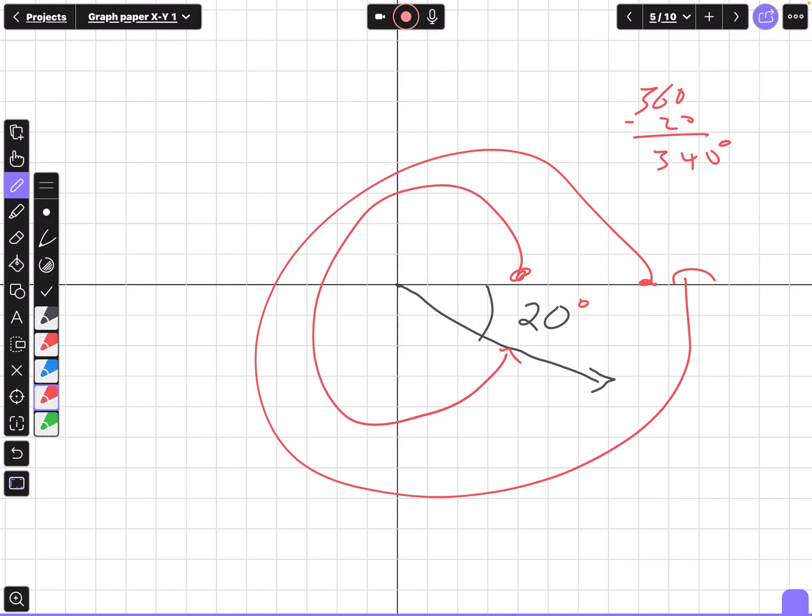I also could have said, well, from here to here is 270, and then this right here has to be 70 degrees. And then you could have just taken 270 plus 70, and that would give you 340. Either way, you find that angle counterclockwise from the positive x would be 340 degrees.